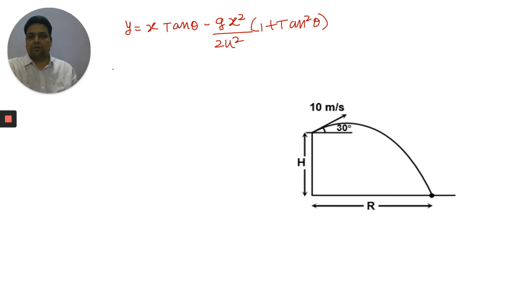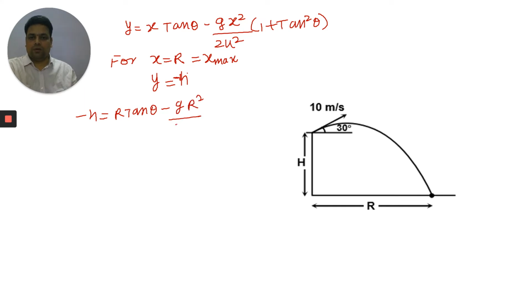For x equal to r, that is x maximum, the horizontal range, y equals minus h, because you can see that as it reaches down, the displacement in the vertical direction is h and it's downward. So you can put it here: minus h is equal to r tan theta minus g r square by 2u square into 1 plus tan square theta.